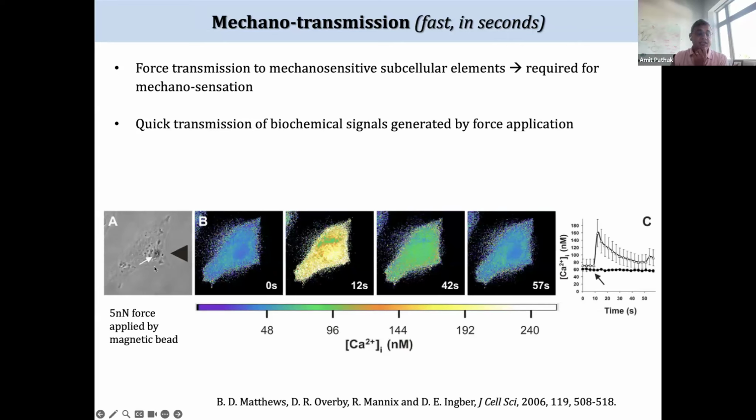There is one experiment done here, for which I've provided a citation. There is a magnetic bead attached onto the surface of the cell, and the bead is pulled with a small force, and there is a calcium dye inside. It shows on the right that there is a very quick uptick in calcium signaling, and the point is not the calcium part. The point is how quickly it transmits throughout the whole cell. So transmission is really fast within the cell by a number of mechanisms. Again, those are not the highlight of this lecture.